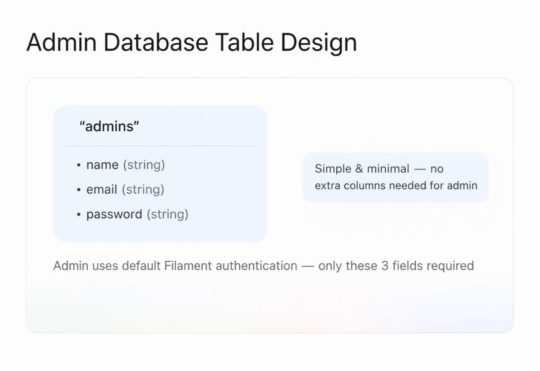The admin table is actually very simple. Since the admin dashboard is built using Filament, a Laravel admin panel package, it uses a default authentication system that expects exactly 3 fields: name, email, and password. That's it. The admin doesn't need extra columns like contact number or address. Keep it minimal. The admin's only job is to log in, review requests, and manage the platform.